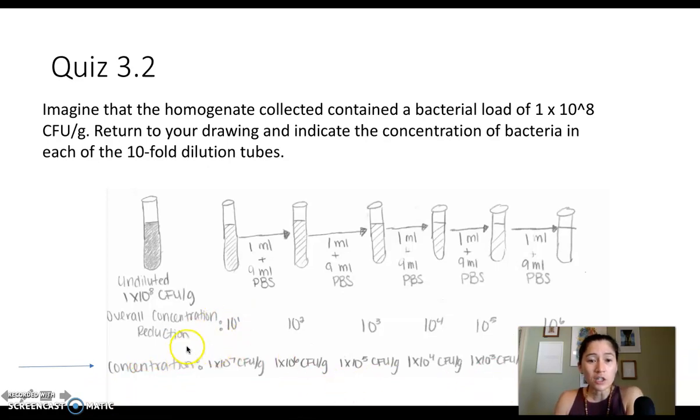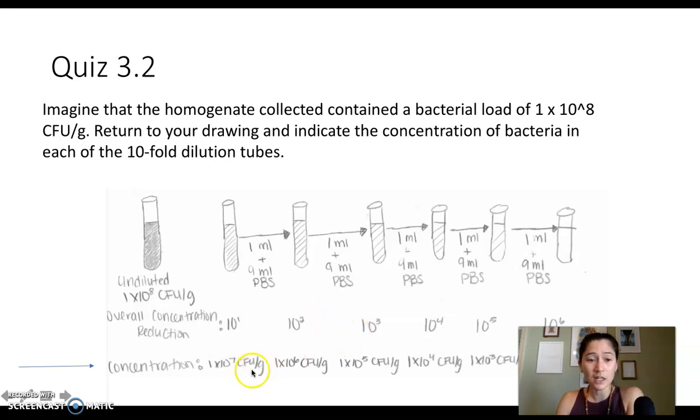So remember, each of these dilution tubes is a factor of 10 dilution compared to the previous one. So if we know that originally we started with 1 times 10 to the 8th CFU per gram, this 10 to the 1 dilution is going to be a factor of 10 lower than that. So it'll be 1 times 10 to the 7th CFU per gram. Make sure when you're indicating the concentration of bacteria, you're including these units here. It's really important to make sure you're including the units of CFU per gram.